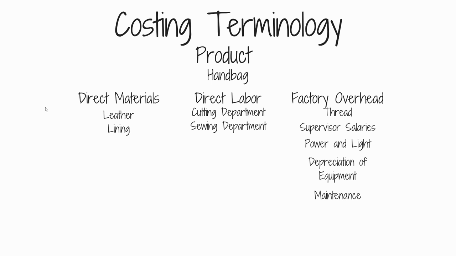Items that might be found in factory overhead could include something like the thread because it's not easily identifiable and traceable to the product. It could also include supervisor salaries, the power and the light to keep the factory going, the depreciation of the equipment, and maintenance of the building or equipment.